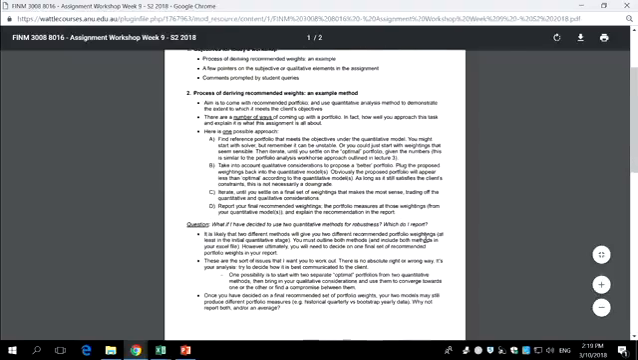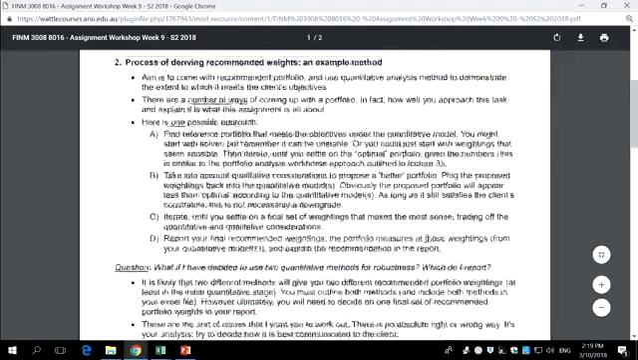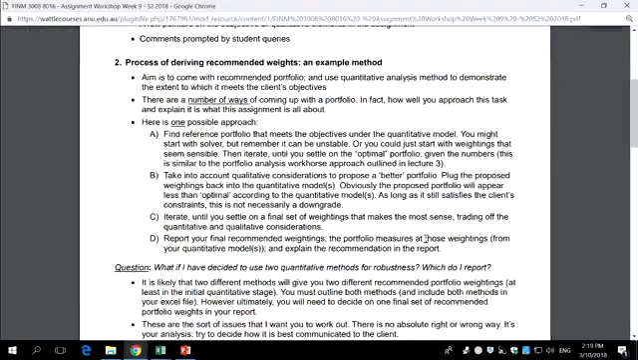Okay, so let's start with the process of deriving your recommended weights. Remember, the goal of the assignment is to decide a recommended portfolio, one for each client. And remember, they shouldn't be the same because the clients have very different objectives and constraints and they have different attitudes to risk. So this is a process that you would follow first for one client and then for the second.